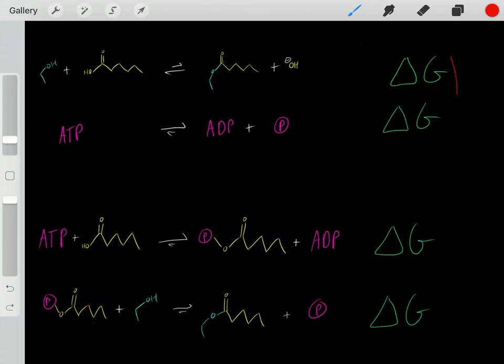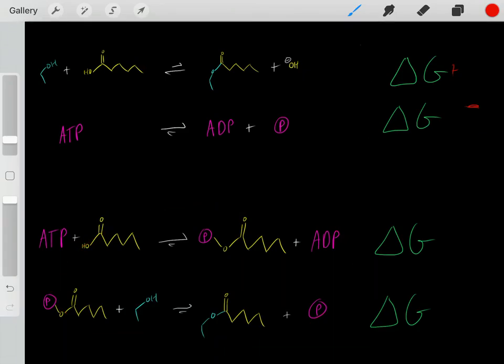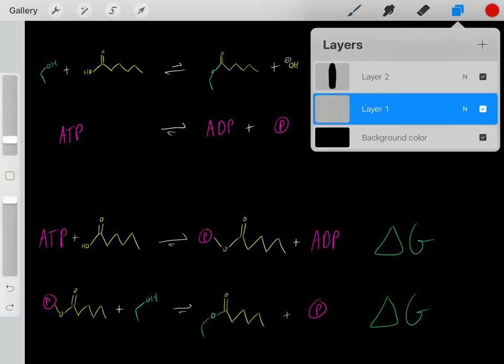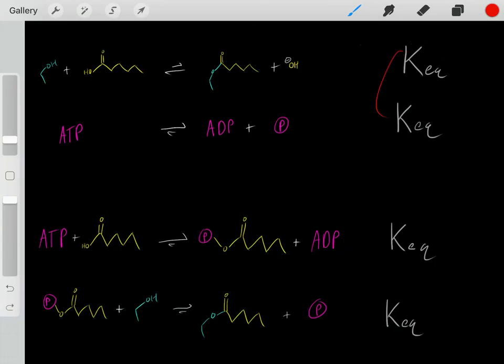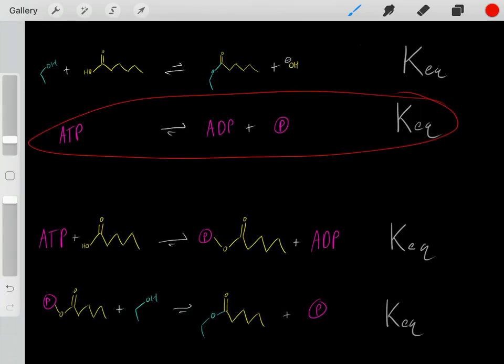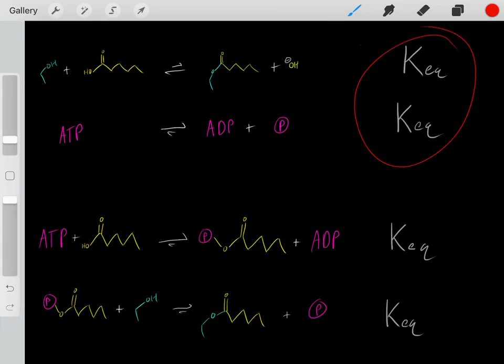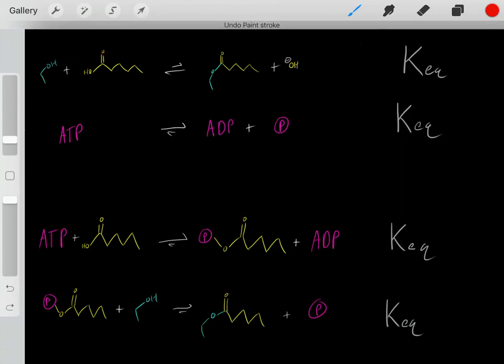And again, we know delta G's are additive. So if this was a very positive delta G that wasn't favorable, but this was a very negative delta G that was favorable, you add these together and you can see the overall delta G of the reaction. And when it comes to equilibrium constants, they are multiplicative. You multiply equilibrium constants. So if this reaction had its own equilibrium constant and this reaction had its own equilibrium constant, you can essentially multiply these two equilibrium constants to find the equilibrium of the new reaction. Equilibrium is multiplicative.